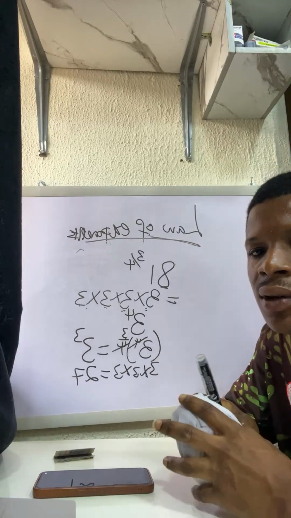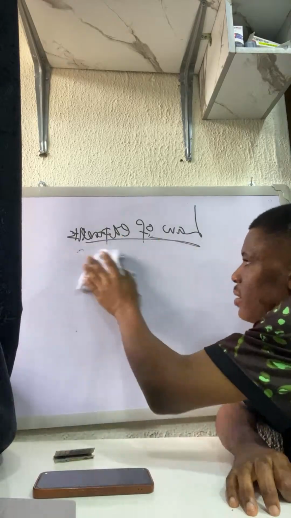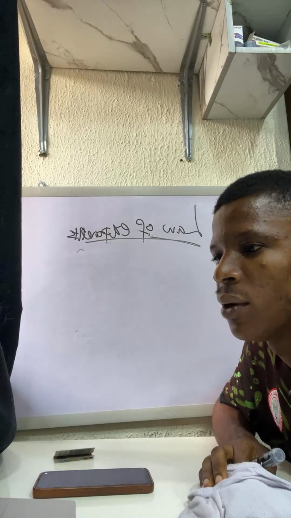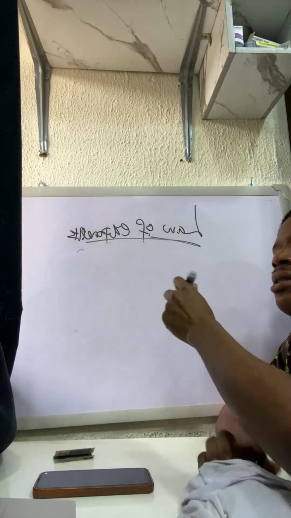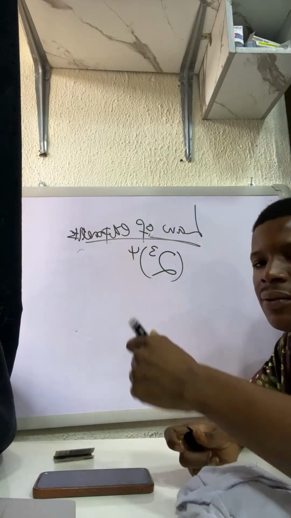That's 27. So this is very, very easy to do. Let's look at another one. Let's look at something like 2 to the power of 3, then raised to the power of 4.